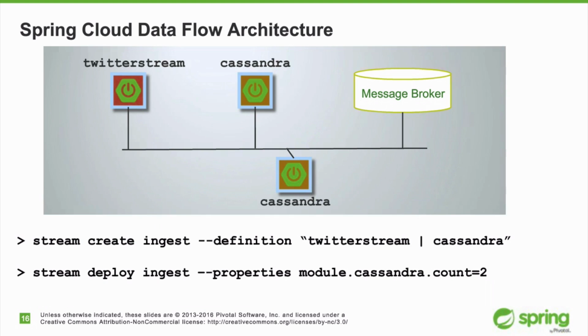define properties for deployment that can be used to indicate that you'd like to run 2 of them, 3 of them. So that's what the second line shows, basically that we're requesting the platform to make sure that 2 of these Cassandra applications are running at any given time, given the logical definition that shows the data flow going from Twitter stream into Cassandra.